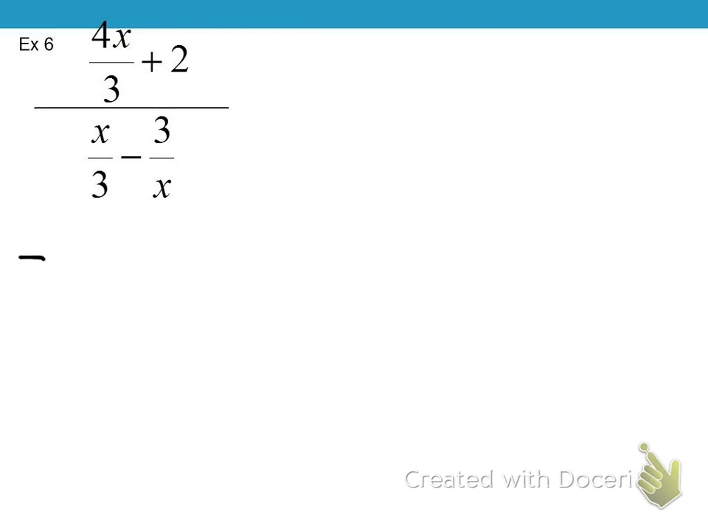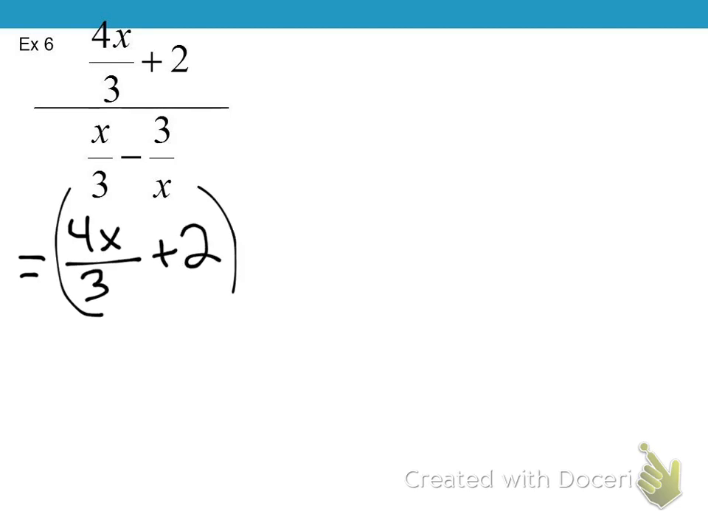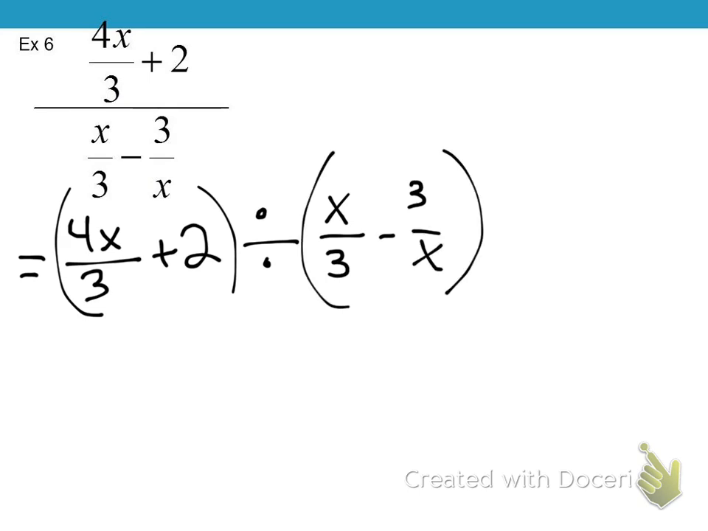All right, what should I do first? Rewrite it. So 4x over 3 plus 2, divided by x over 3 minus 3 over x. What is my LCD in the first set of parentheses? The original numerator. LCD is going to be 3.